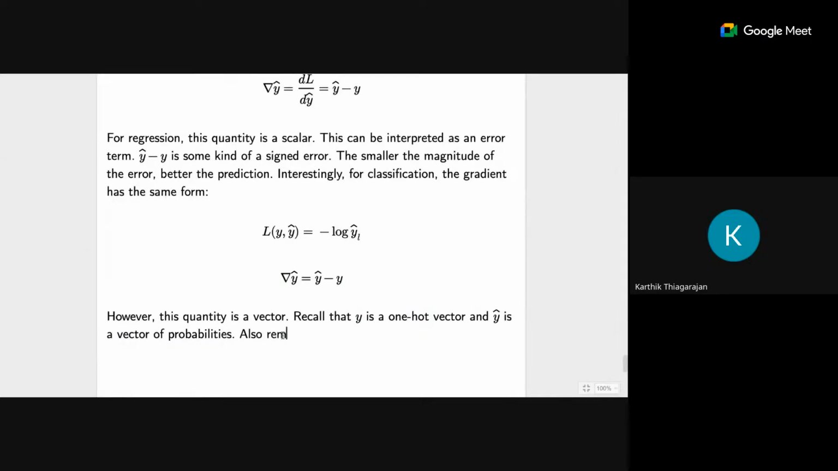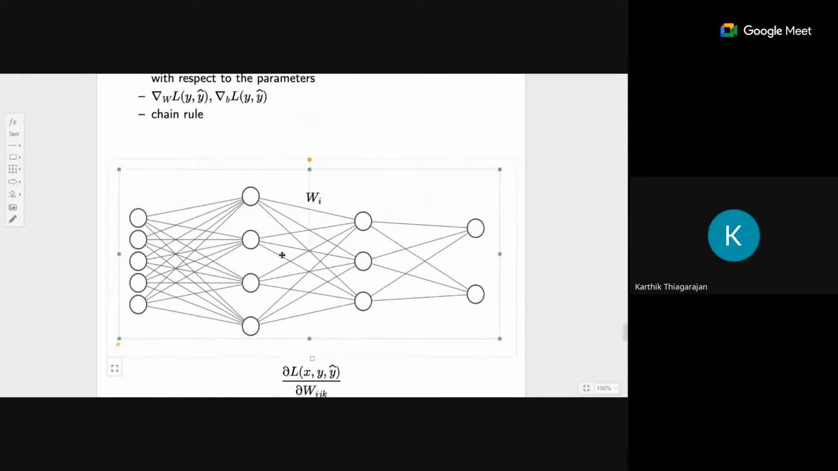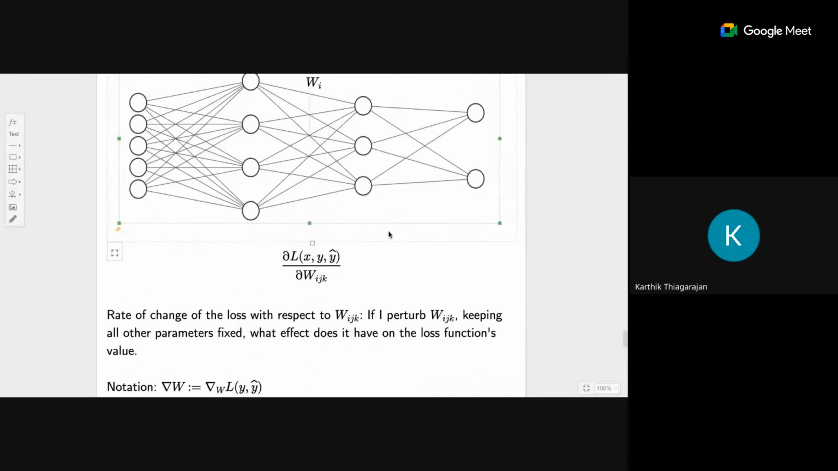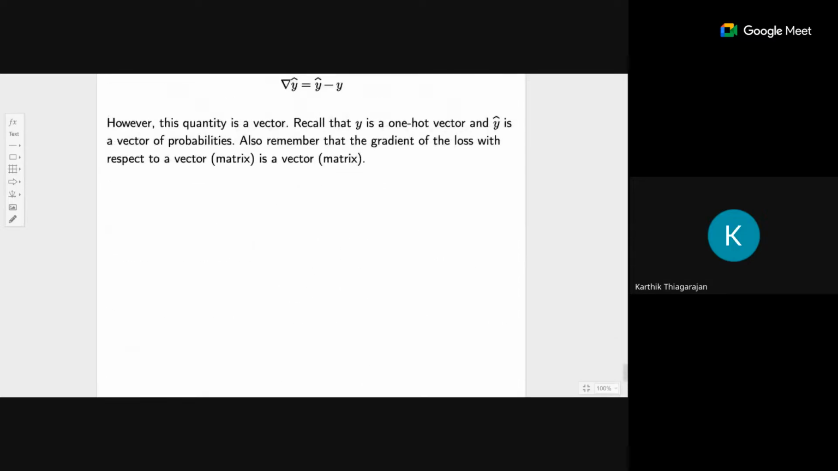Also remember that the gradient of the loss with respect to a vector is a vector. Likewise, if instead of a vector it is a matrix, then the gradient will also be a matrix. So far, is it clear? The gradient at the output. Now is where the game begins. The real game begins. This is where things get slightly tricky, but it's actually not so hard.